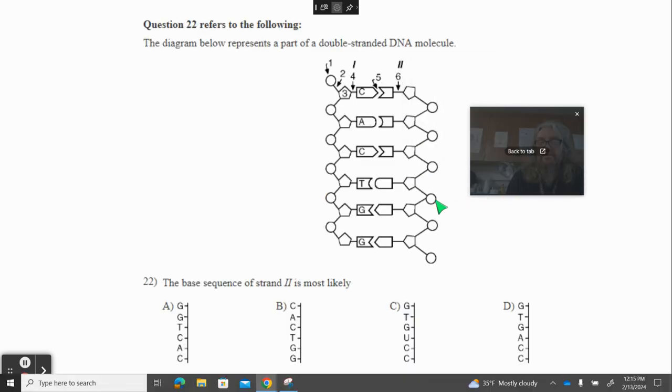Question 22. The diagram below represents part of a double-stranded DNA molecule. Here we go. The base sequence of strand 2 is most likely A, B, C, or D.